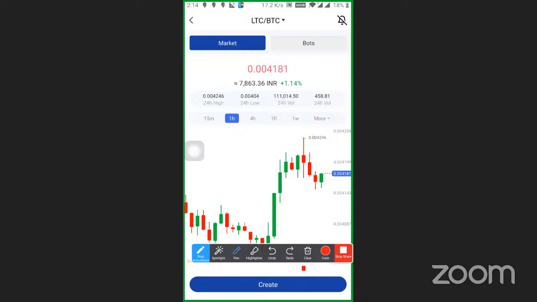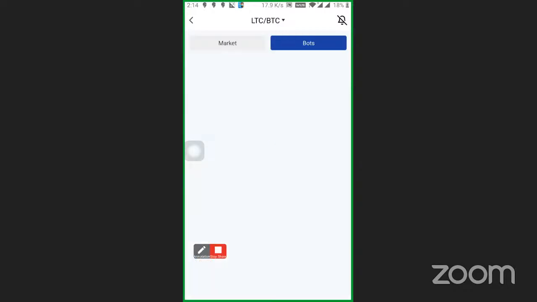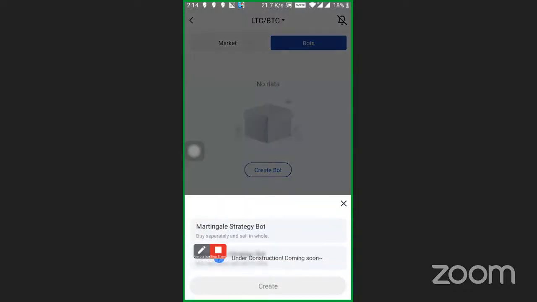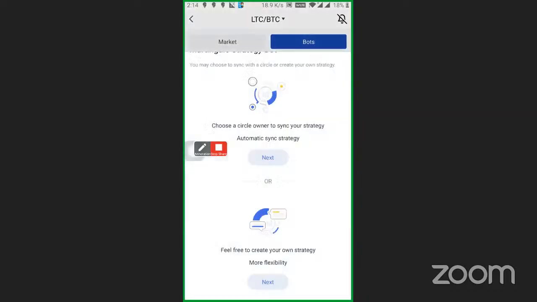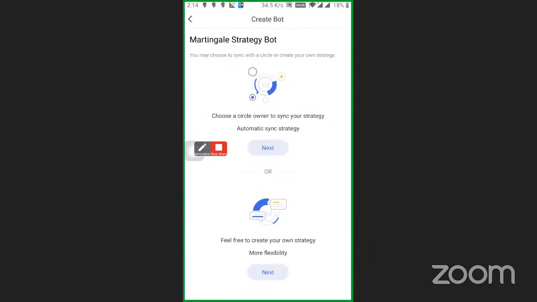So how can you set the parameters? Go to the bots from above, set the trade and create a bot, and select the martingale strategy, because we have this martingale strategy bot that is inbuilt. This is the most loved strategy, and we are so lucky that Royal Q is providing us this strategy for free.